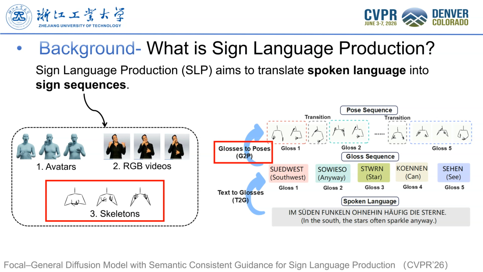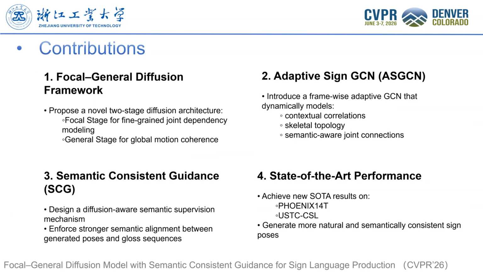We summarize the contributions of our paper in 4 main points. 1. Focal General Diffusion Framework. We propose a 2-stage denoising network with focal and general stages. The focal stage focuses on local details such as joint dependencies, while the general stage captures global information.